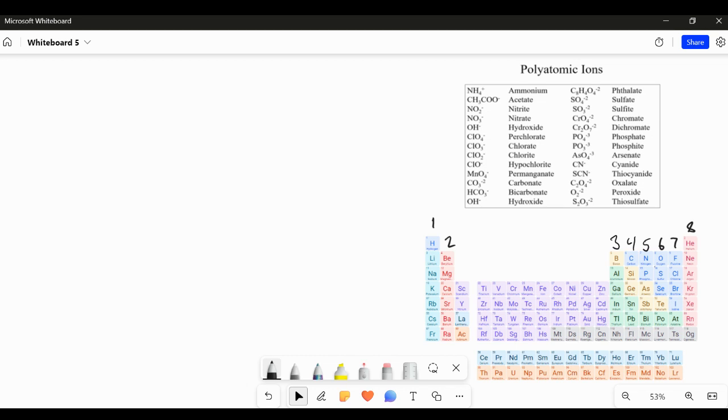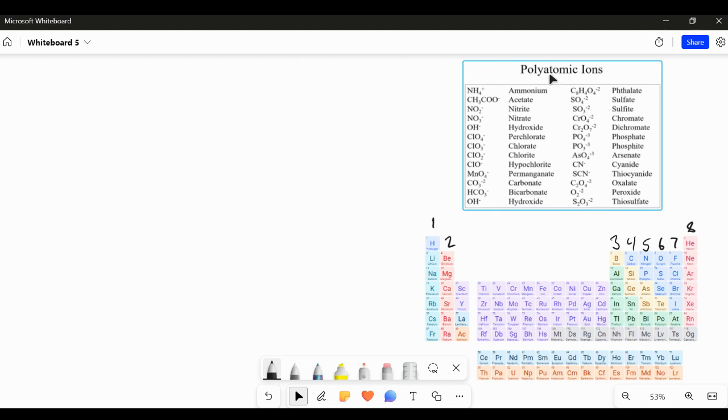Today I want to talk to you about polyatomic ions. Polyatomic ions are groups of atoms that are bonded together through covalent bonds. And when these atoms are bonded together, they act as if they were one single ion. Now, these polyatomic ions come in all different formulas. You can see a table of them right here. Okay, these are some of the most common polyatomic ions.